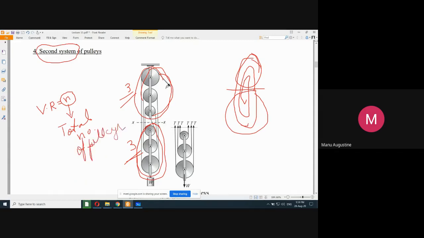So you have to be careful while writing down the expression for velocity ratio. People write the definition of velocity ratio for the second system of pulleys in two ways. The first definition they give for the second system of pulleys is that velocity ratio is equal to 2n.